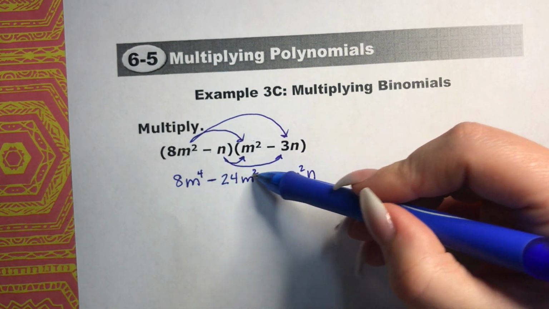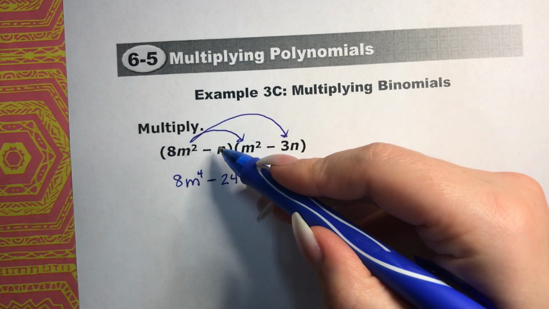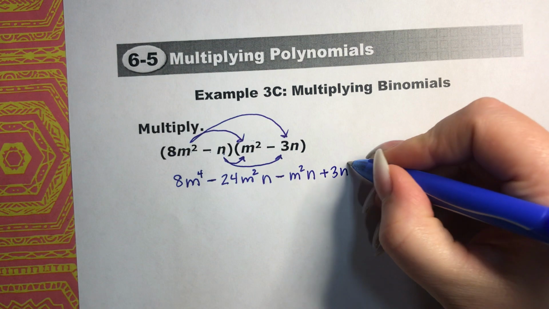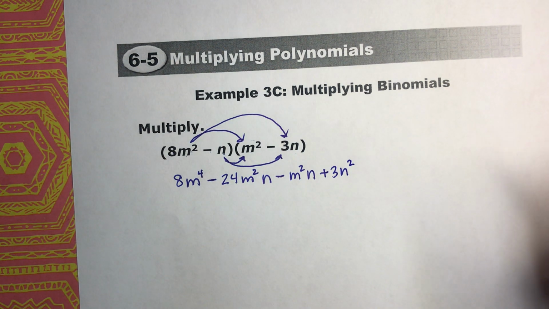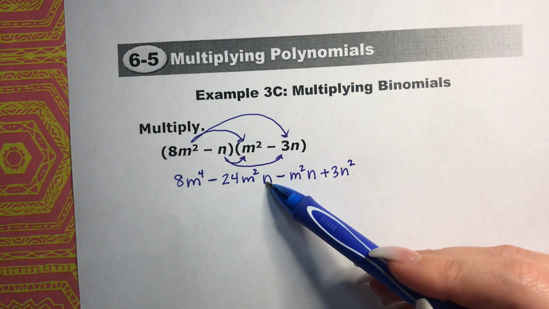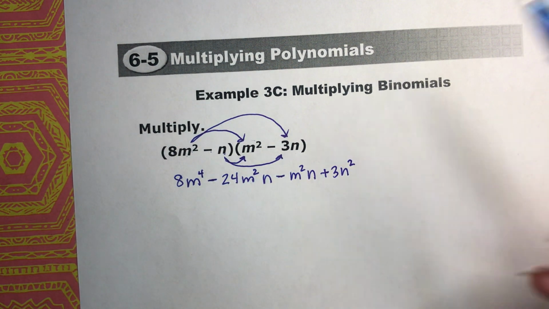Now we're going to go negative n times negative 3n. A negative times a negative is a positive. 1 times 3 is 3. N times n is n squared. Okay, now we just need to combine like terms. I see that this has an m squared and n, and this has an m squared and n, so I can go negative 24 minus 1.